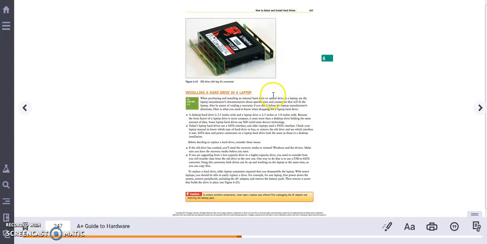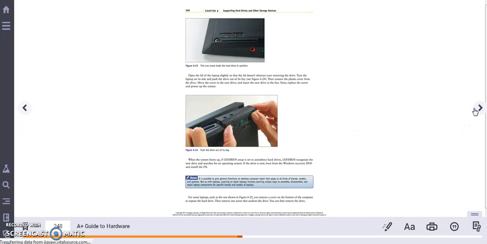Here we talk about installing a hard drive in a laptop. Remember, laptops are smaller, so the scale changes. Usually it's fairly easy to do these things. Most manufacturers try to make it simple. As you can see here, this one is held in by a screw, and there's at least a slide lever here, maybe two. Whenever you're doing this, always make sure you have backups.